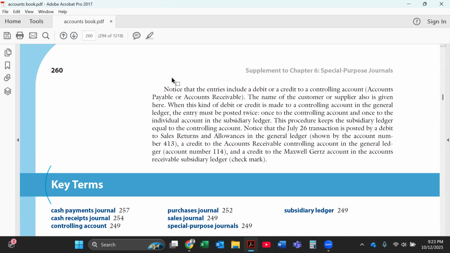So, pay attention to these special purpose journals. They serve a purpose that's greater than the regular journals that we've seen. They give more detail and they allow us to see specifically who's doing what. Who are we making payments to? Who are we selling to? Who are we buying from? And who are we receiving payments from?